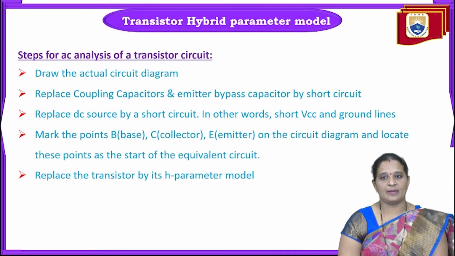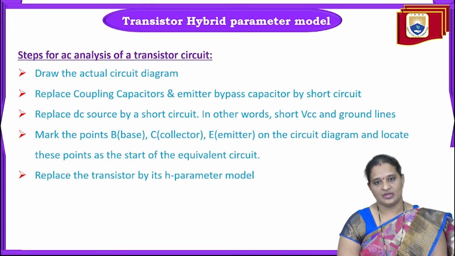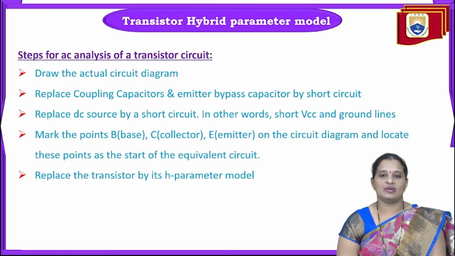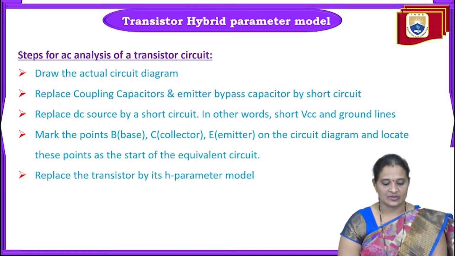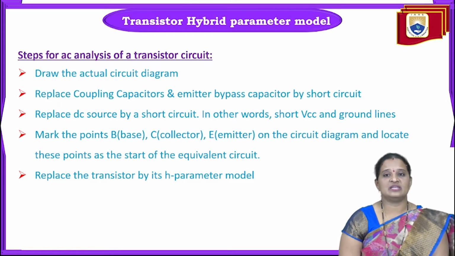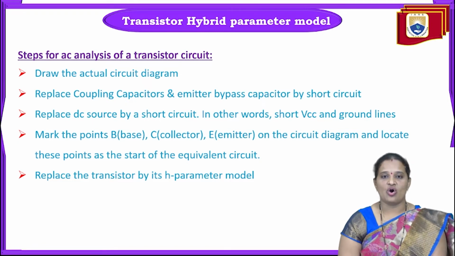Replace all the coupling capacitors and the emitter bypass capacitor by short circuits. As we are doing AC analysis, just short circuit all the capacitors. And now replace the DC sources by a short circuit. Whenever we do AC analysis, all the DC sources should be made zero. In other words, short circuit VCC and ground lines.